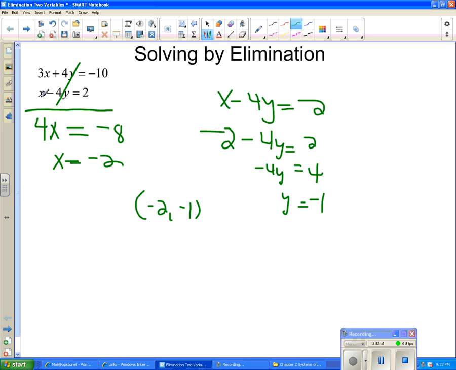I'll plug in a negative 2 here. I get negative 2 minus 4 times negative 1, which would be plus 4. So negative 2 plus 4 is 2. So it satisfies both equations. So it must be a solution to my system. Remember, it has to satisfy all the equations in the system, and that point, negative 2, negative 1, does.